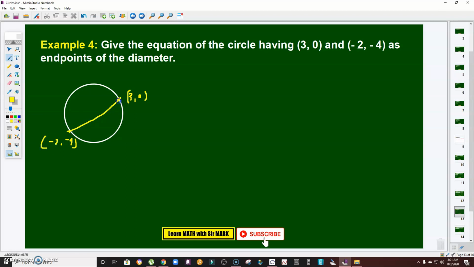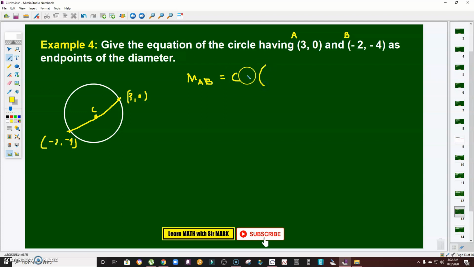So, how are you going to get the equation of the circle? Note that the diameter contains the center. And in fact, that center is the midpoint of the endpoints of the diameter. Agree? Okay, so suppose, let's call this point A and point B. And then let's call this as the center. So meaning to say, the midpoint of AB is actually equal to the center. See that? And paano ba natin kukunin yung midpoint?